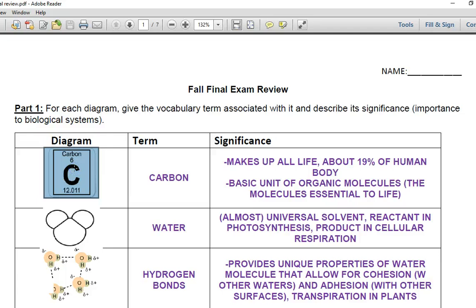So this right here is the element carbon. And carbon is important because it's an essential, substantial portion of all living things. It makes up about 19% of the human body. And it's the basic unit that organic molecules are built around. So the element carbon can make 4 bonds, and they are able to make those 4 bonds to create proteins, carbohydrates, nucleic acids, and lipids.